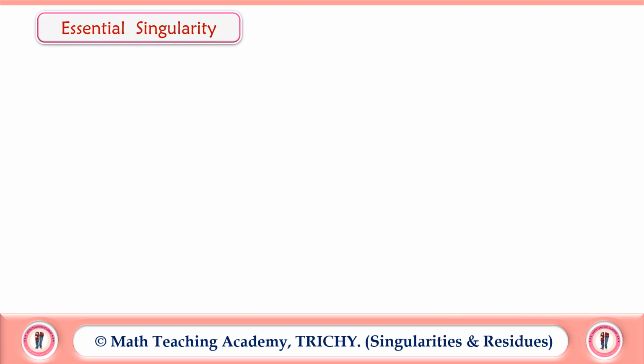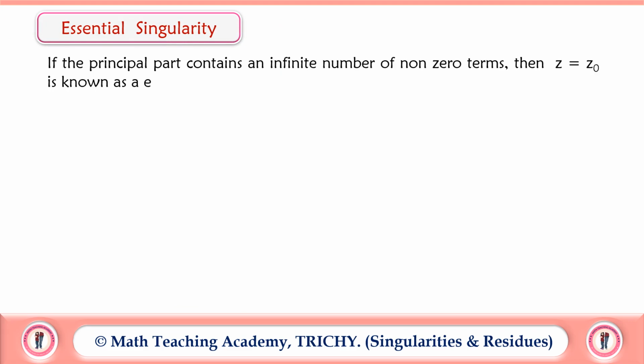Now we are going to look at essential singularity. If the principal part contains an infinite number of non-zero terms, then z = z0 is known as an essential singularity. That means that in the Laurent series expansion, if the principal part contains an infinite number of negative powers of z, then the isolated singular point is called an essential singular point.